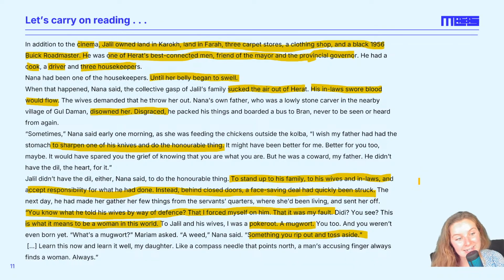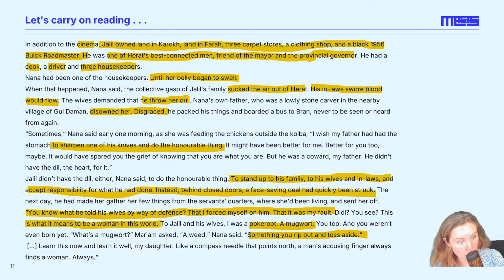And the fact that it's not really clear which shows how much this violence is willing to take out anything that goes against Jalil and his reputation, his family's reputation. Notice the wives as well demanded he throw her out. So there's so much violence and physical rejection here. Her own father boards a bus never to be seen again, disowns her.